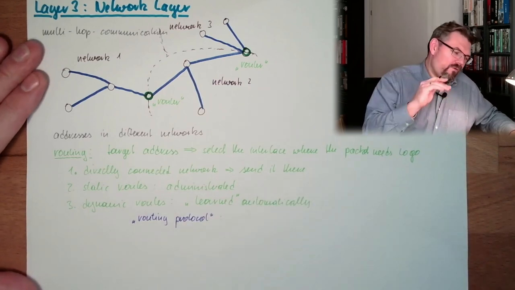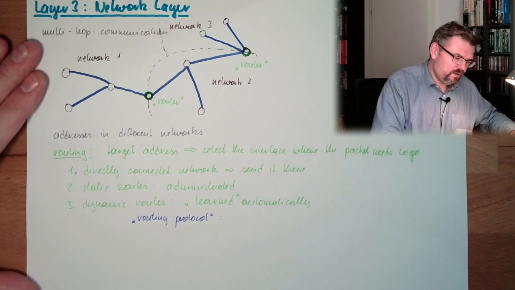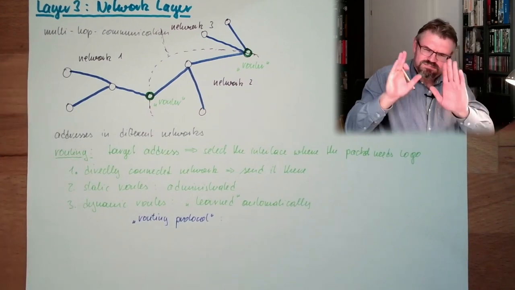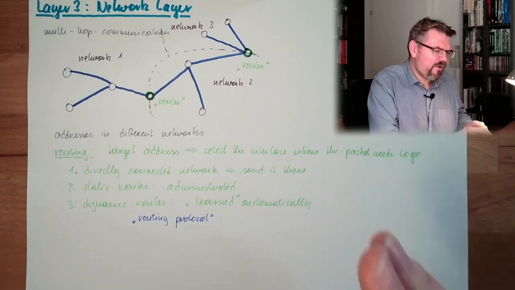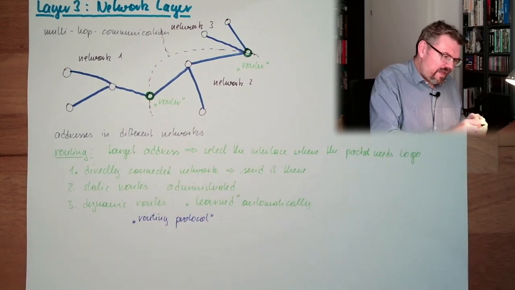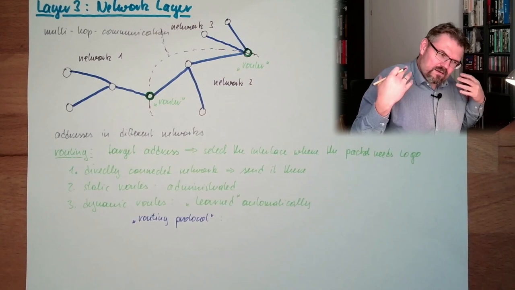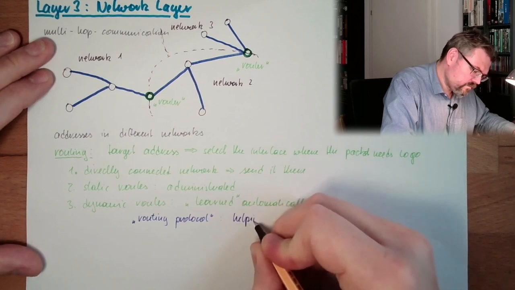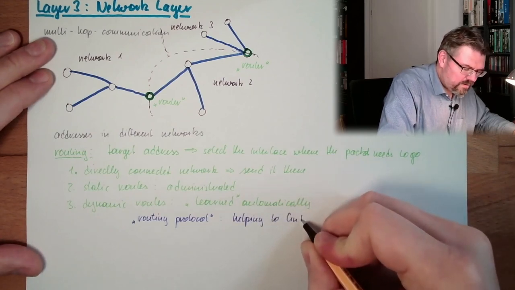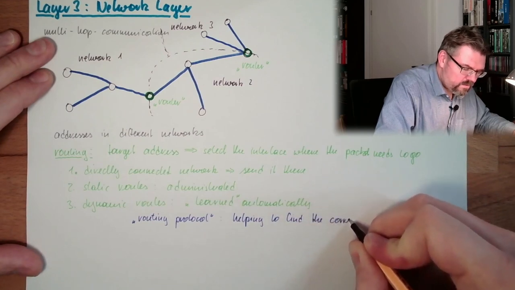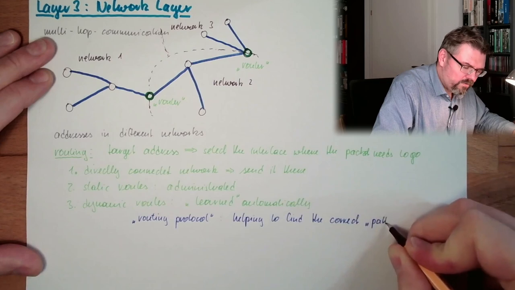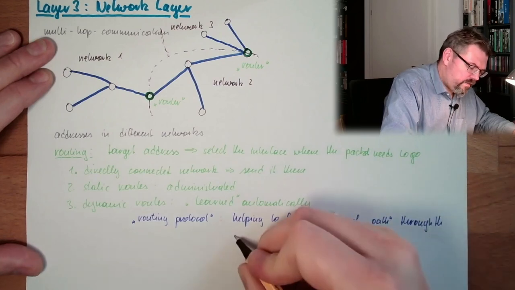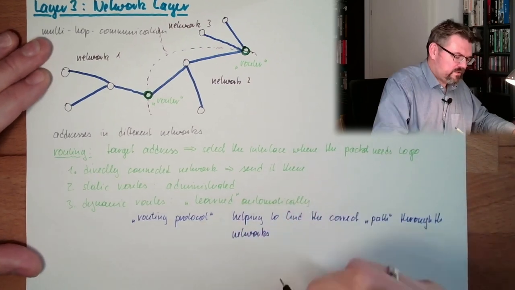This is the protocol routers are using to communicate to each other. Maybe this router is asking this router, hey, where do I have to put this package? Look, I have a package. I don't know where to put this. Right, I know. And this is some control. This is a protocol helping to find the correct path, route through the networks. This is a routing protocol.